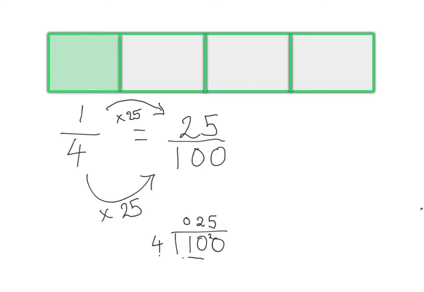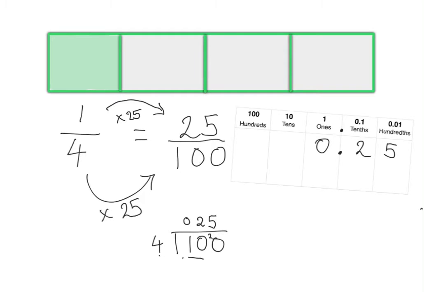So now I've put it into hundreds, I can work out what it is as a decimal and as a percentage. And as a decimal, 0 ones, 2 tenths, 5 hundredths, 0.25. And as a percentage, remember you just look at the numerator for the hundredths fraction, 25%.